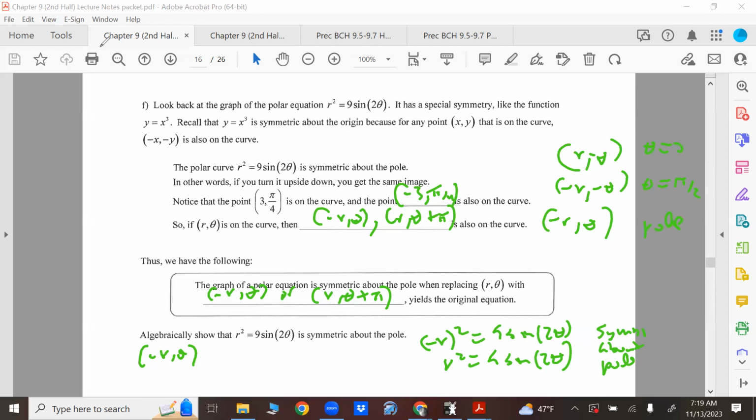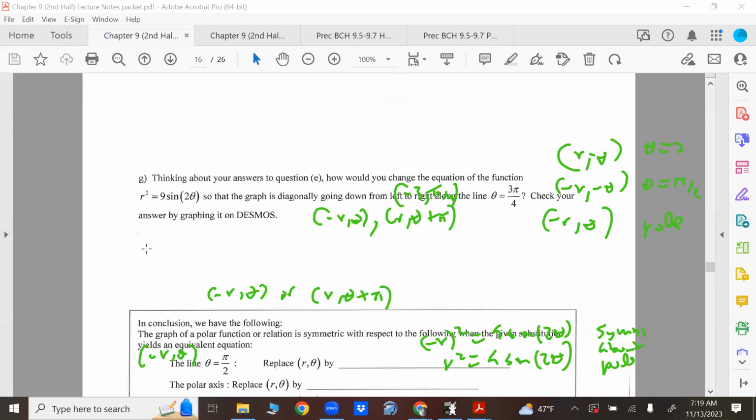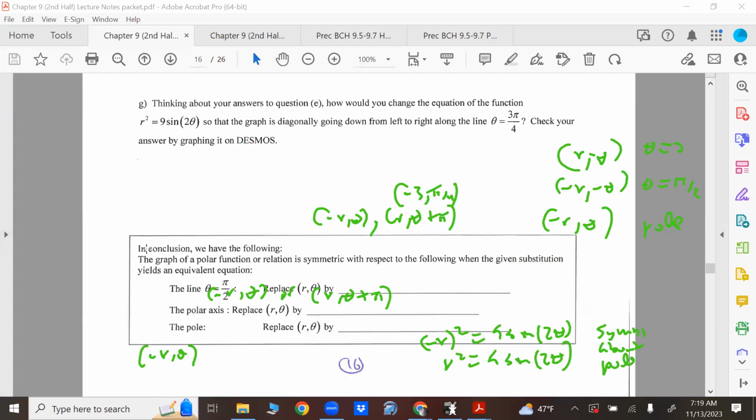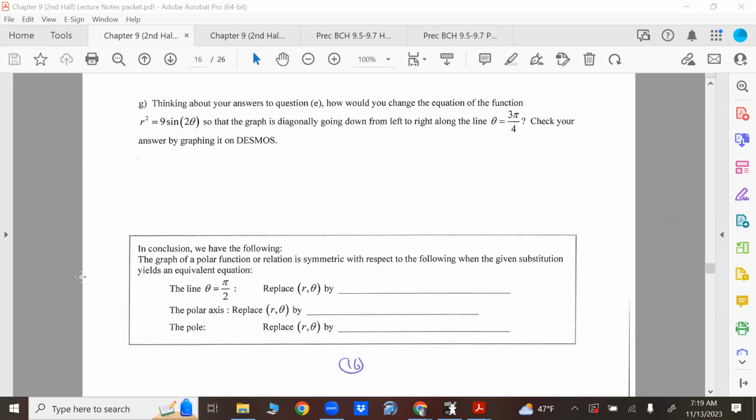Let's just take a look at part G. Think about the answer to question E: how would you change the function so that it is diagonal going down from left to right, instead of what we have from right to left? So you want theta equals pi over 4. Drawing a polar system here, you're only symmetric along that line now, about theta equals 3 pi over 4.